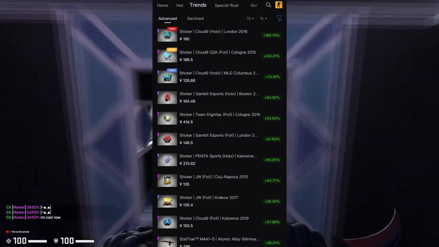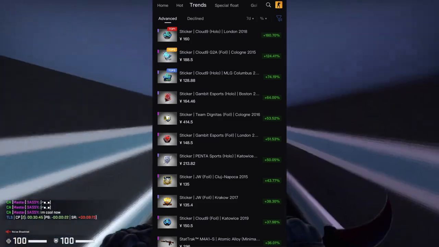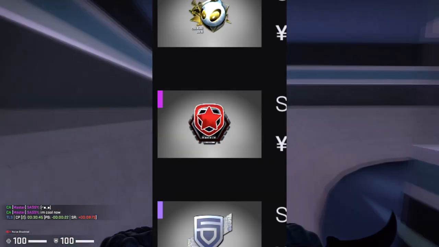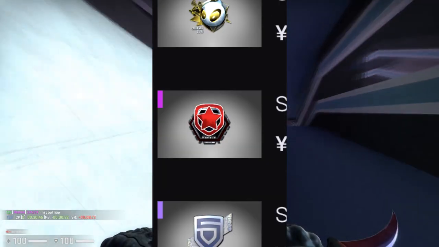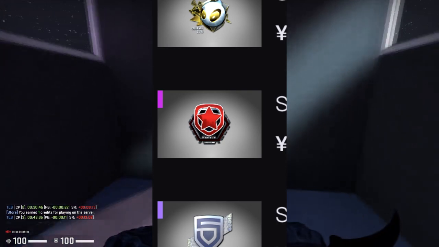And speaking of Gambit Esports, that one was also the fourth place with a 64% gain. Again, like I was talking about, Gambit Esports obviously doing very good. And right there, the Gambit Esports foil from London 2018 that we just talked about, that was a 53% gain, so obviously the last 24-hour normalization decline was to be expected on that.